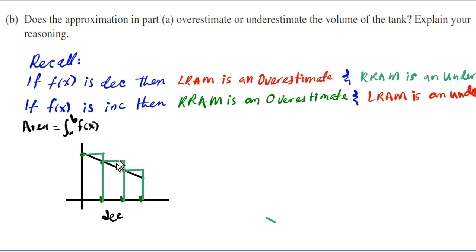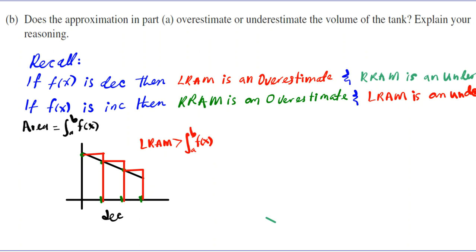In this particular case, what's happening is that the left rectangular approximation, LRAM, is greater than the area, which is the integral from a to b of f of x dx. So since the area is greater, then it automatically tells you that LRAM is an overestimate. Okay? Now let's take a look at RRAM.